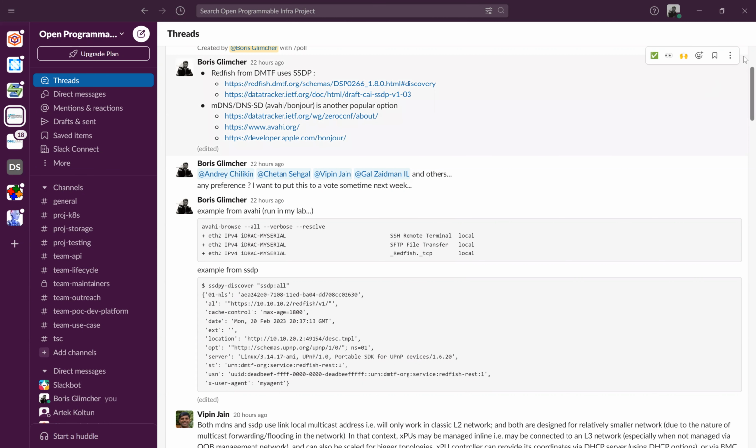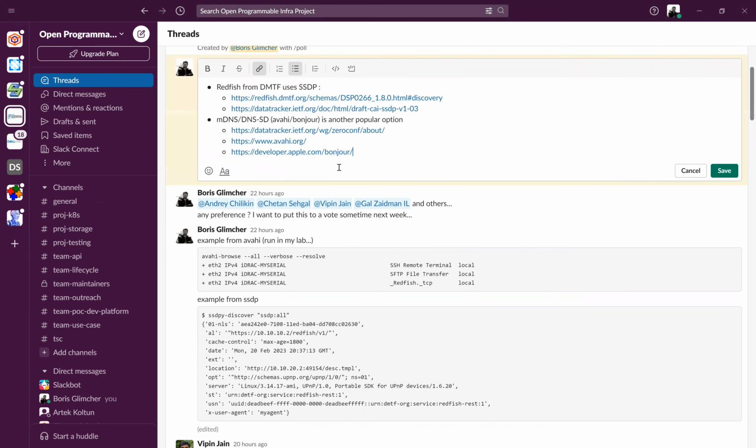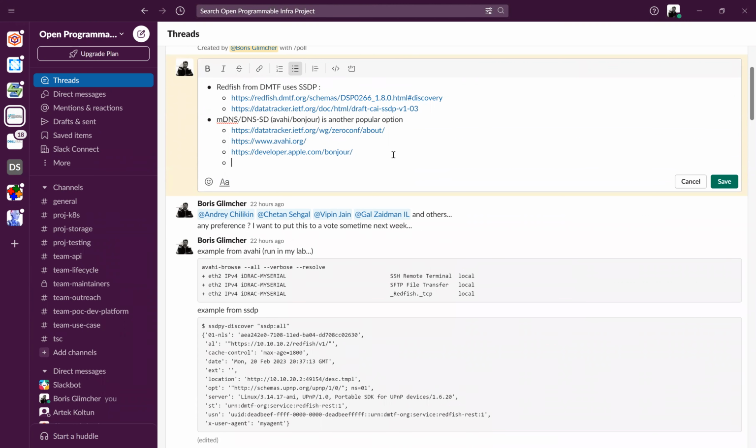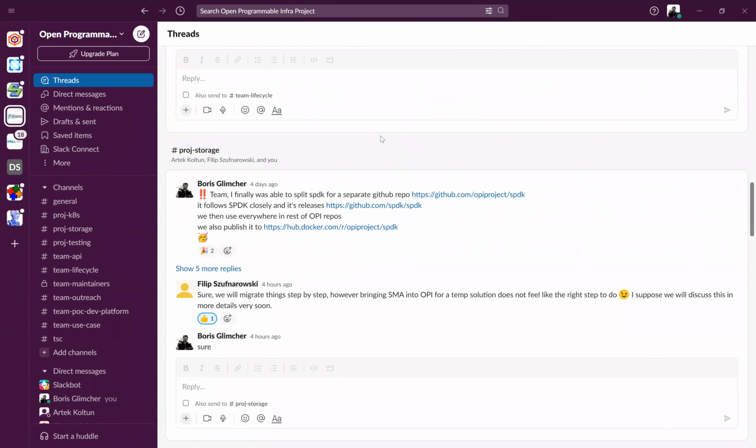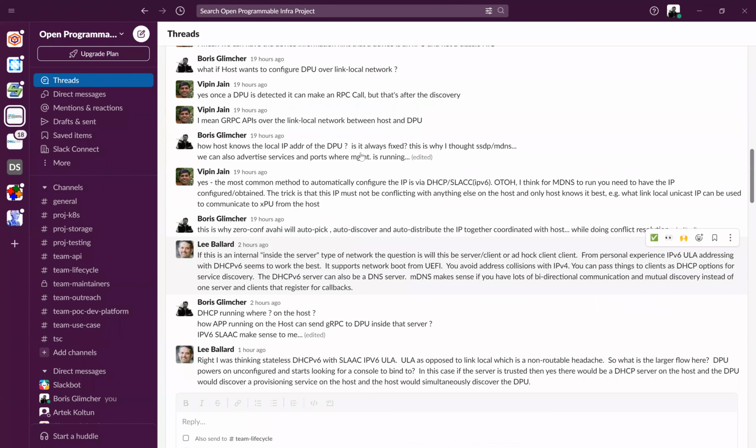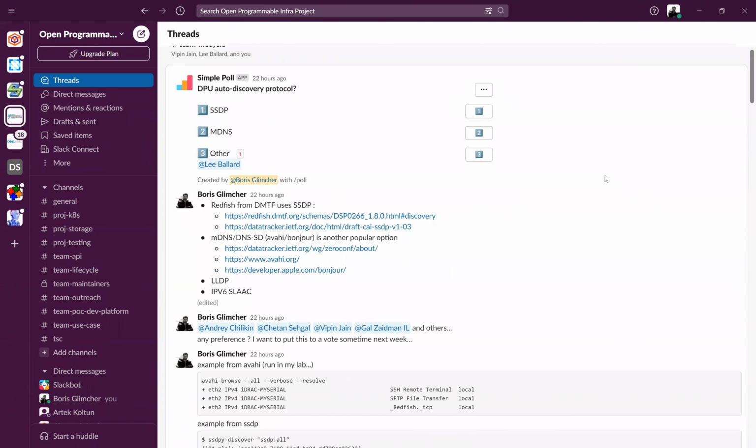LLDP running where? Explain the topology and that use of LLDP. Yeah, so within the system, the IPU-based system or the DPU-based system that makes itself discovered in the topology and establishes the port-to-port connectivity in the site local network.